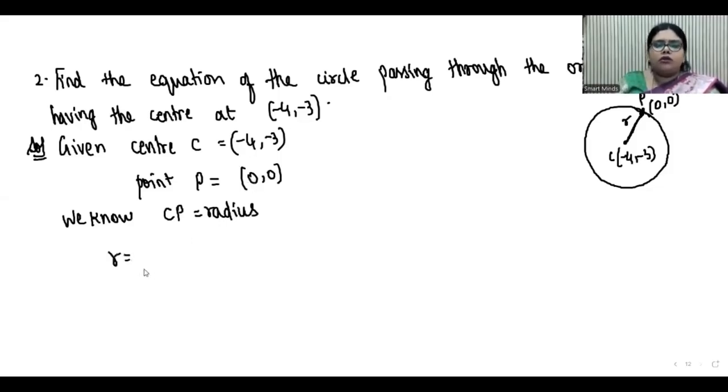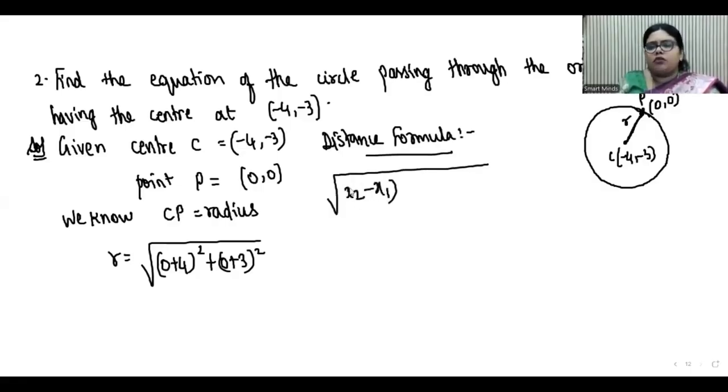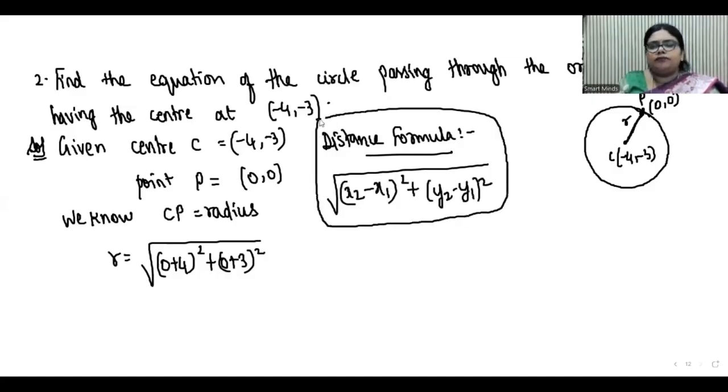So r is equal to under root (0 plus 4) whole square plus (0 plus 3) whole square. I think you know what the distance formula is. Once again, I'll write down the distance formula over here. When 2 points are given to us, the distance formula is under root (x2 minus x1) whole square plus (y2 minus y1) whole square. This is the distance formula. So that is root over 16 plus 9. That is root 25, which is equal to 5.